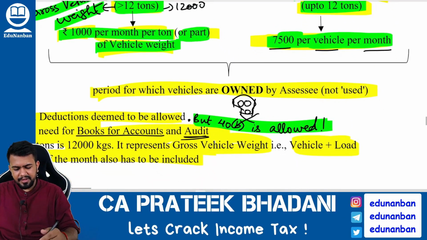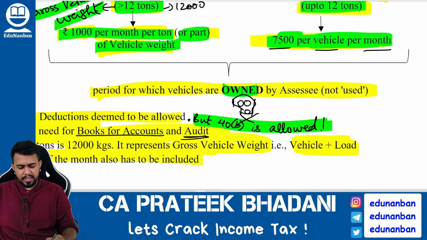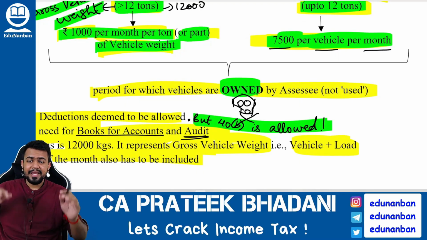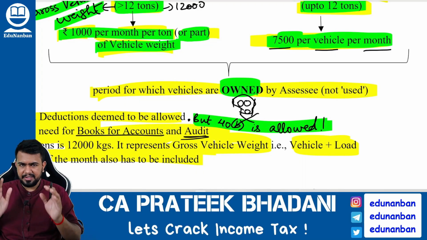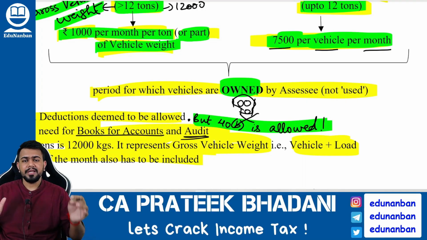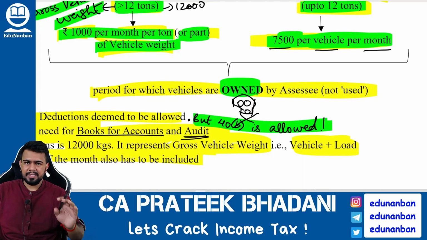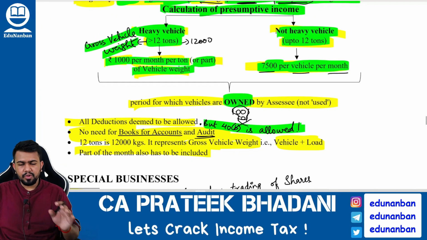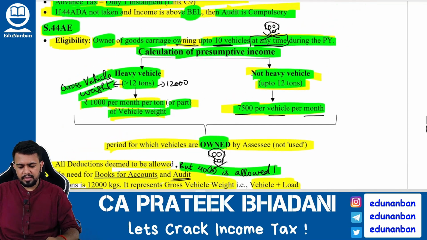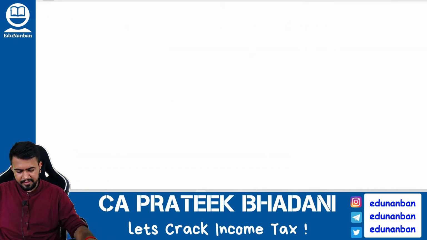Now, here be very careful. Here usage is not considered, ownership is considered. That is why even if I have a truck and I am not using it at all during the year, I still have to calculate the presumptive income for that truck. You get my point? So ownership is the only thing that matters, usage is not important in this section. I hope you are clear with the presumptive income section also.